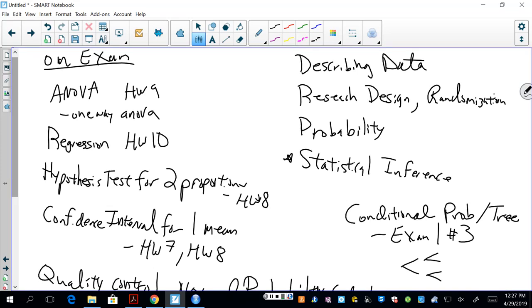What about binomial probability? You won't have any binomial probabilities. There's enough, as with the other material.